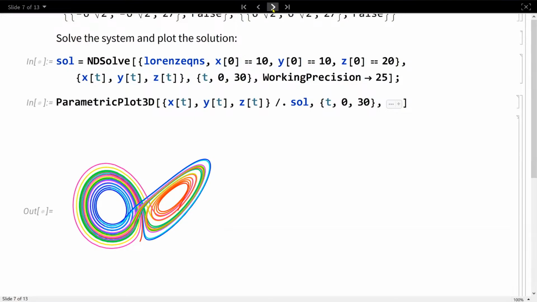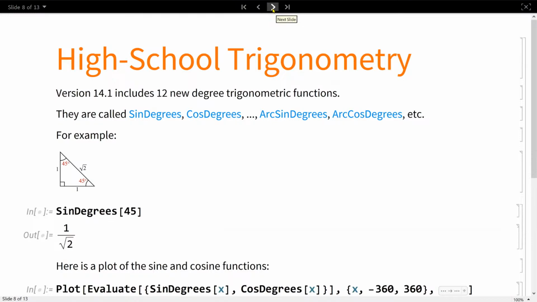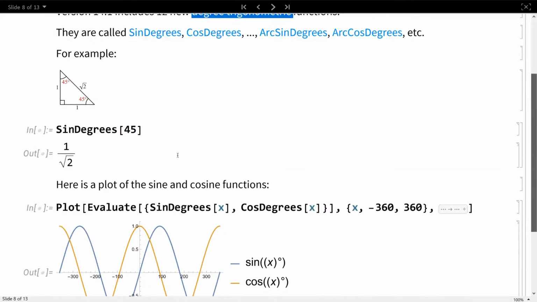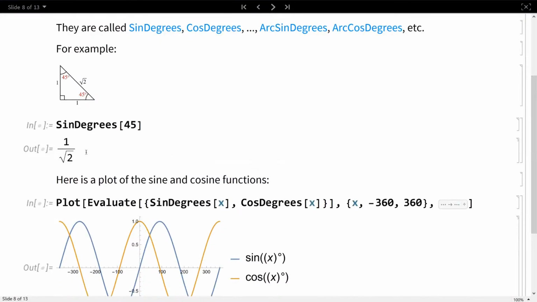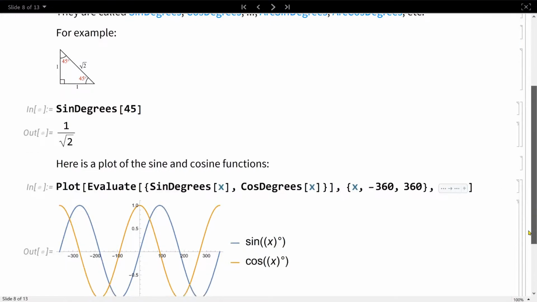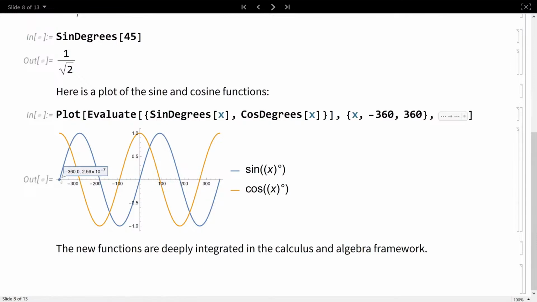Okay, so on to high school trigonometry. So we have in version 14.1 12 new degree trigonometric functions. They are called SinDegrees, CosDegrees, etc., which means you work in degrees directly rather than radians. Now, we could do this in some sense in early releases, but it wasn't quite enough for what we were trying to do. So you can say SinDegrees of 45, that's in degrees, and you get back 1 over square root of 2. You can plot the functions. They look just the same as always, except that you're now working in degrees.